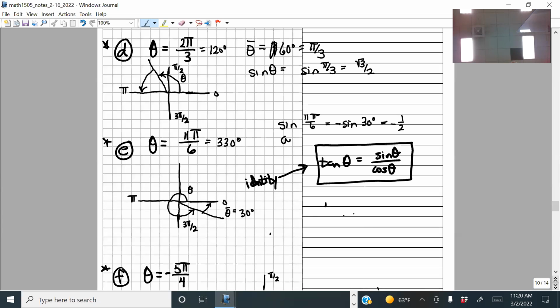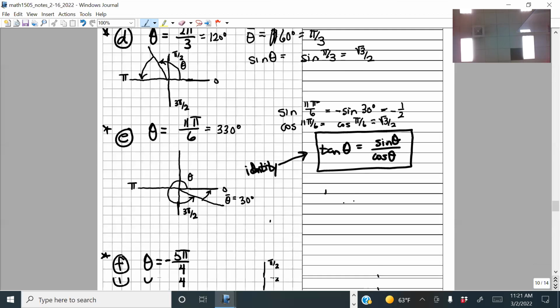What about the cosine here? So cosine of 11 pi over 6 is the same as the cosine of 30 degrees, or pi over 6. And there you don't have to adjust the sign, right? Because cosine is positive in the fourth quadrant. So you get the cosine, which is square root of 3 over 2. Okay.